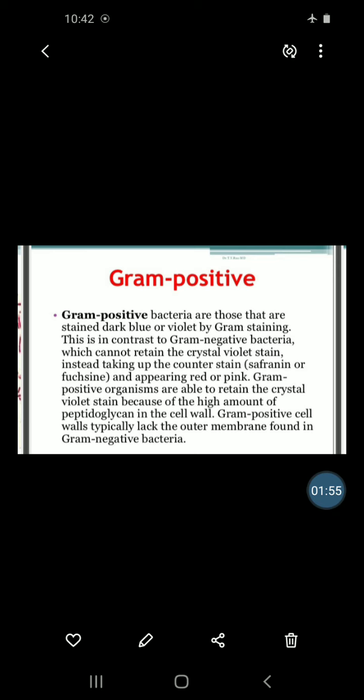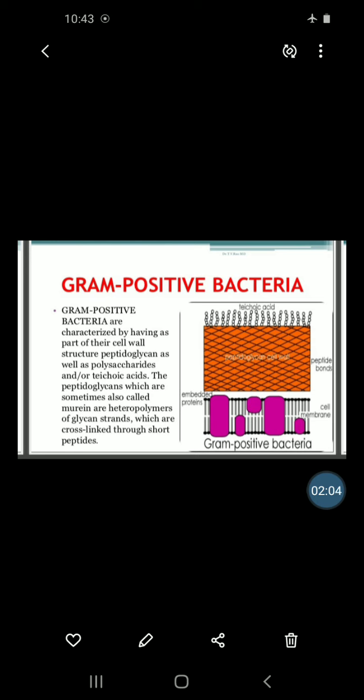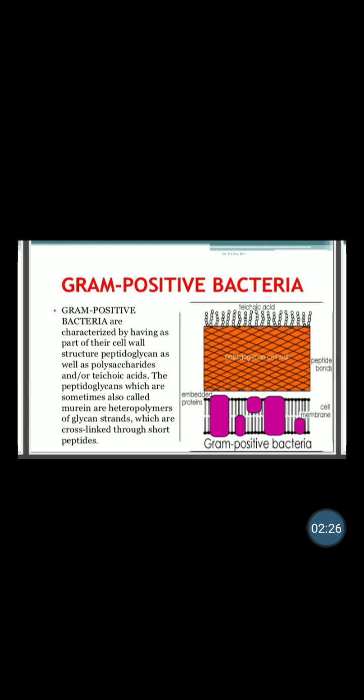The gram-positive cell wall typically lacks the outer membrane found in gram-negative bacteria. Here we can see the structure of gram-positive bacteria. In that, we can see the teichoic acid, then embedded proteins, peptide bonds, the cell membrane, and the peptidoglycan cell wall.